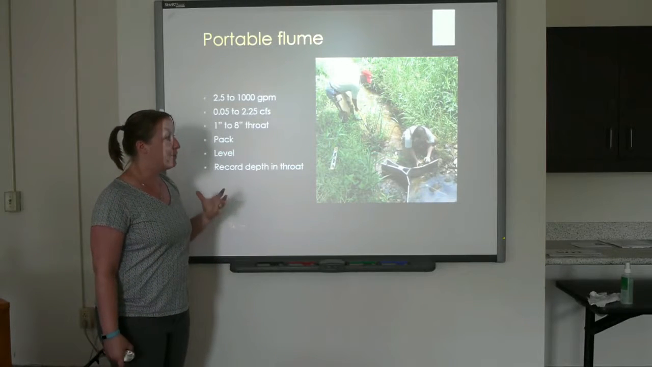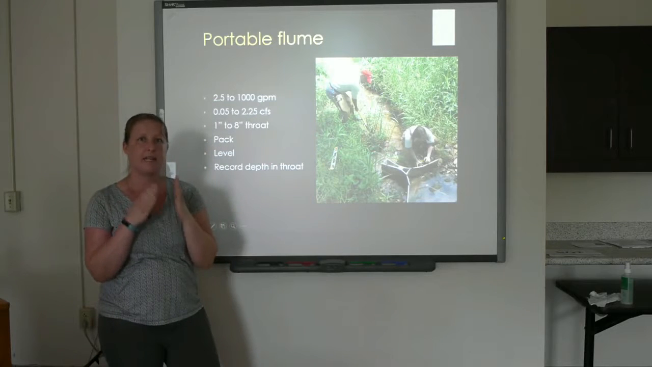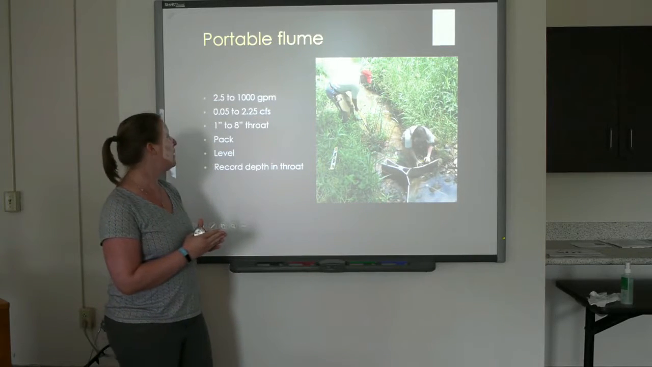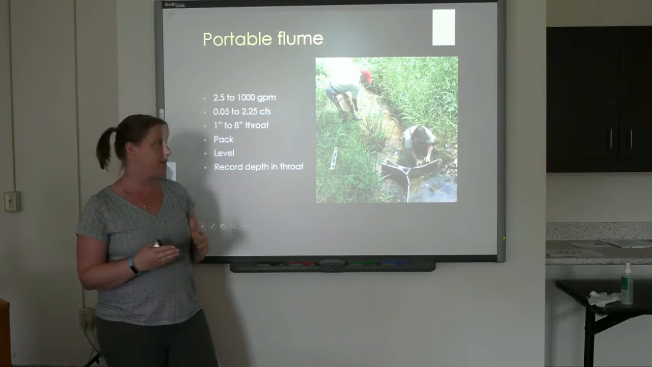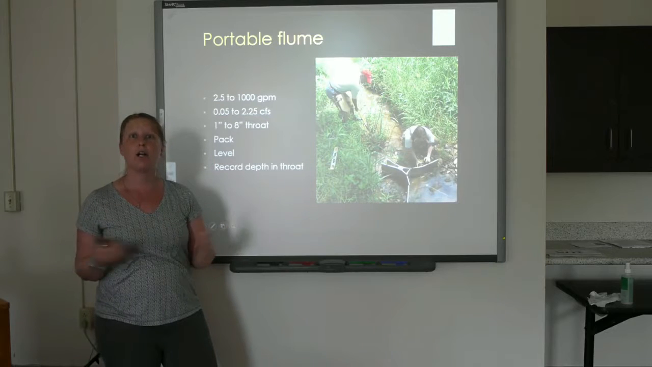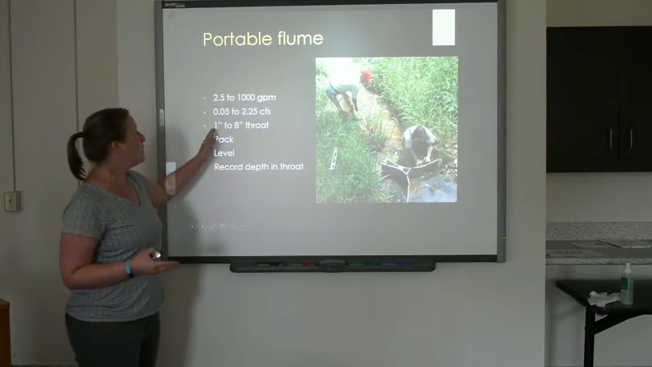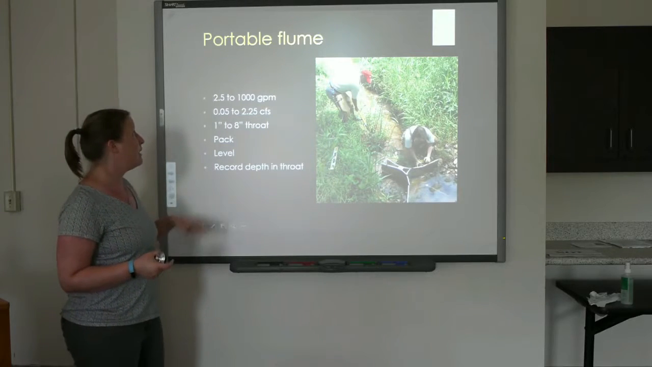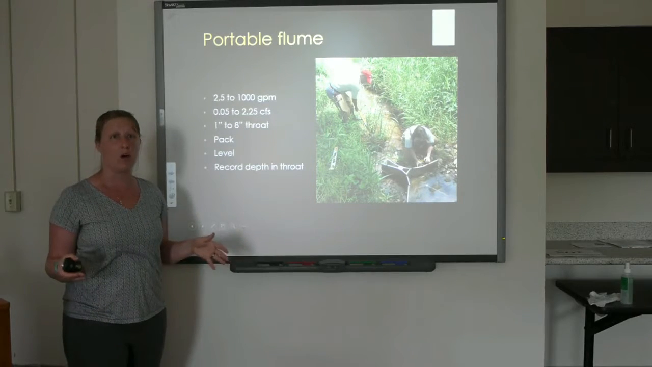So the flume has different parts. This is what we call the throat. Throat is that narrow section in the middle, and those throats come in 1, 2, 4, and 8-inch widths. And so depending on the amount of water, we'll use different sizes. That variety in throat sizes allows this method to measure between 2.5 and 1,000 gallons per minute of flow.